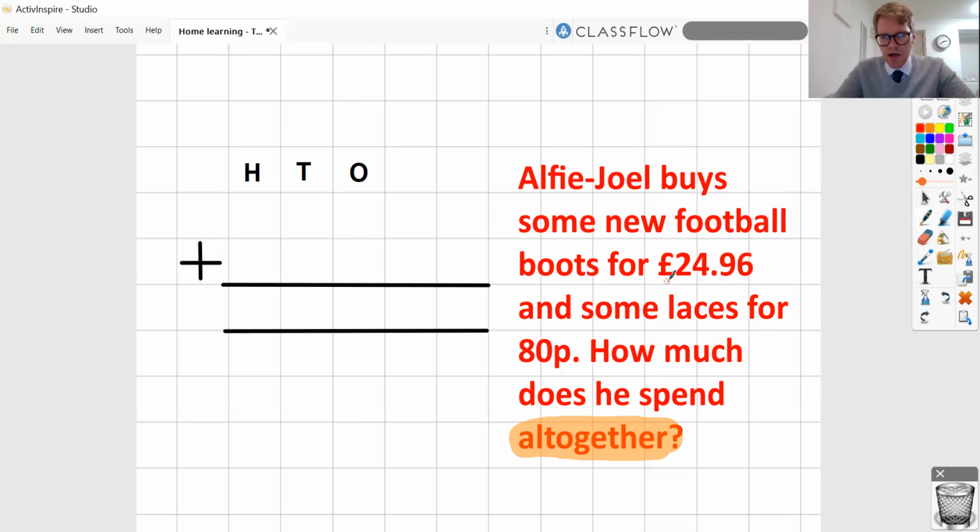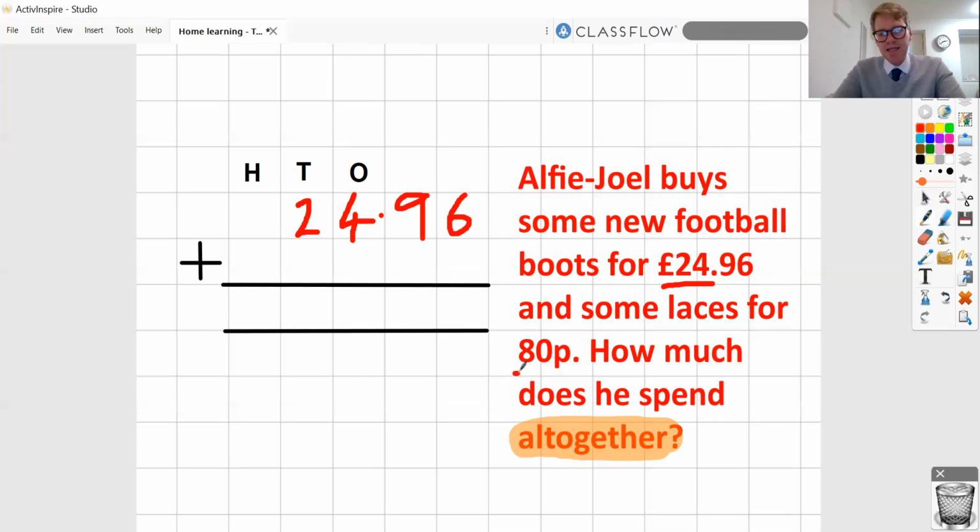Okay, so my £24, well, I know that 24 has 2 tens and 4 ones. I know I'm going to put in my decimal point, and I know I'm going to have my 96p. Again, as always, apologies for the handwriting here, it's tricky with the laptop. And some laces for 80p. So this is the really tricky bit.